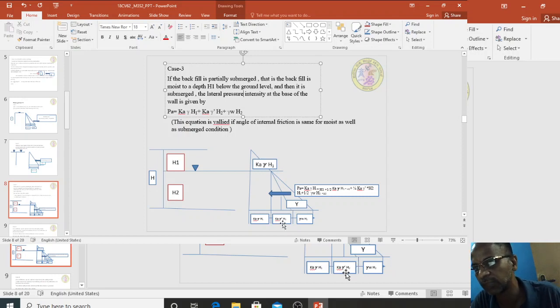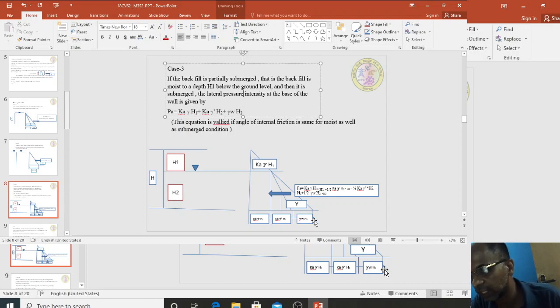Why is it gamma dash? Because it is submerged. The pressure Ka gamma H1 will act just as a rectangle. Therefore, we have taken the entire rectangle into consideration: Ka gamma dash into H2, and another water pressure triangle, gamma W into H2. As I said earlier, for water pressure there is no earth pressure coefficient.